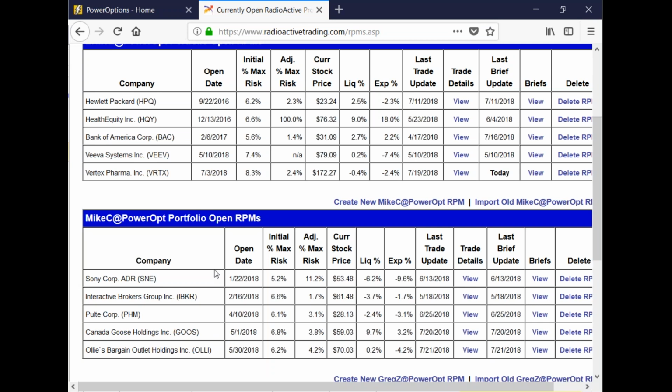The radioactive techniques are more of a longer term position rather than trying to do weekly covered calls or roll positions every 7 to 14 days or even monthly credit spreads or monthly covered calls. So we may stay in a position for upwards of 5 or 6 months.